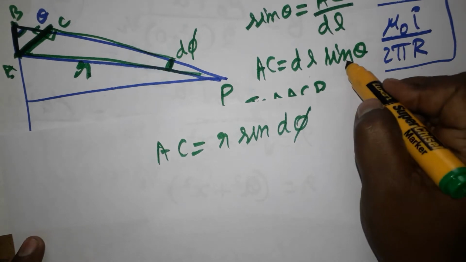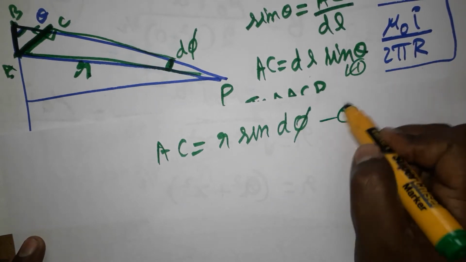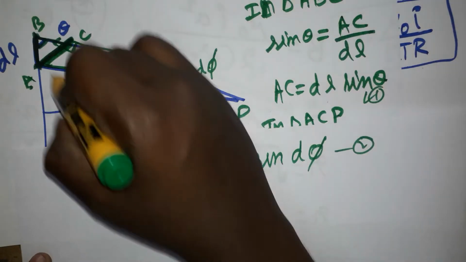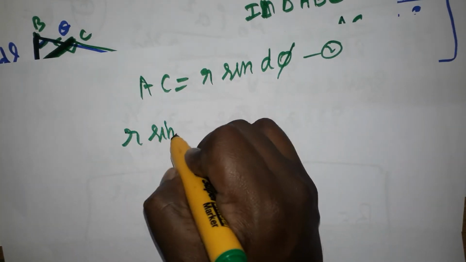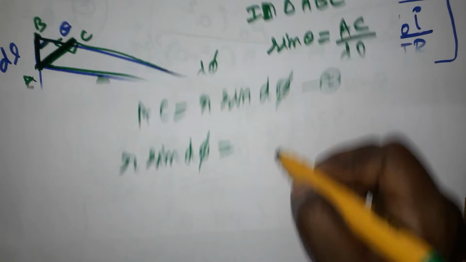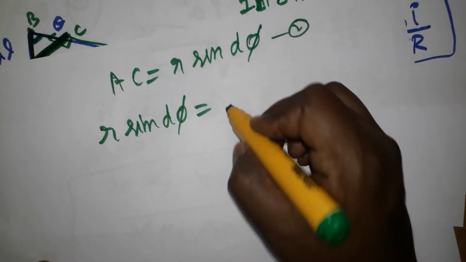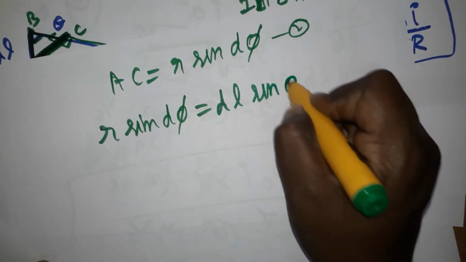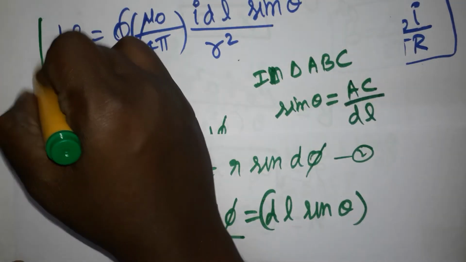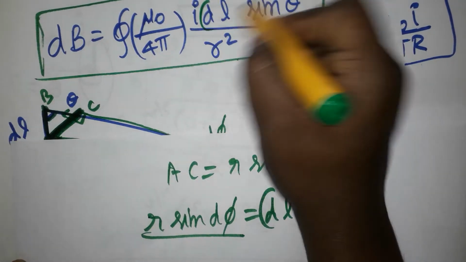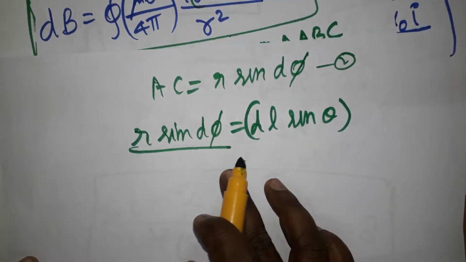We have two equations, equation 1 and equation 2. Both triangles give us the AC length. So r sin d phi is equal to dl sin theta from equation 1. So dl sin theta we can take as r sin d phi. Already we have the Biot-Savart law equation. Instead of writing dl sin theta, you can write r sin d phi.